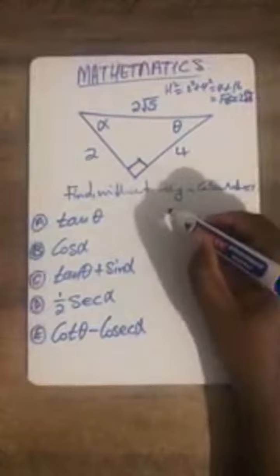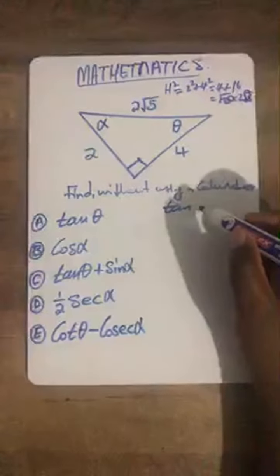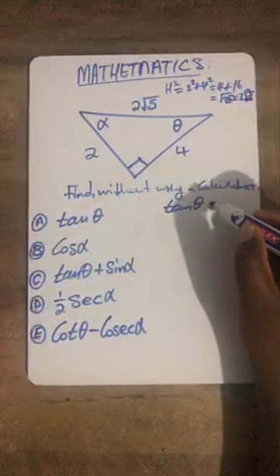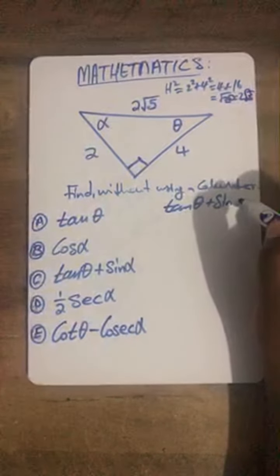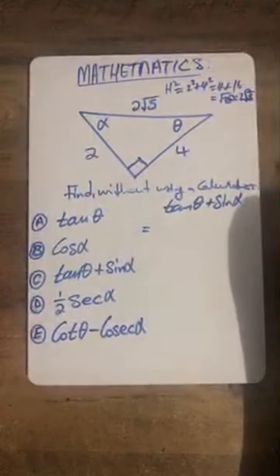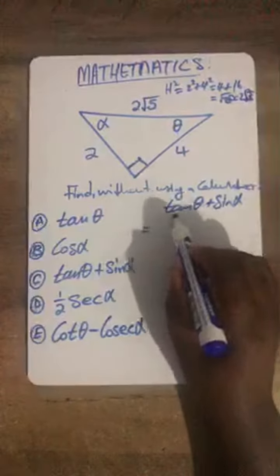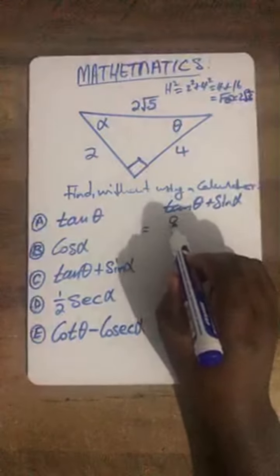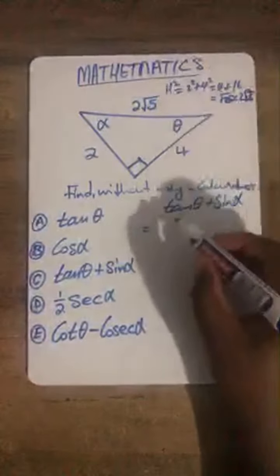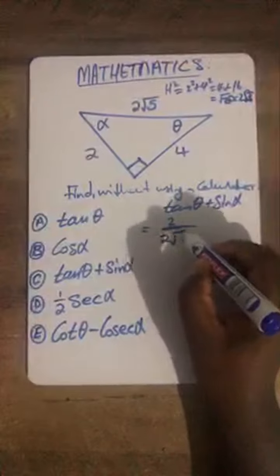Okay. So let us see. We are having tan of that plus sine alpha. Tan of an angle, tan of theta, we know is opposite over adjacent. But what is the opposite of that angle? It is 2. And the hypotenuse, we know it is 2 root 5.